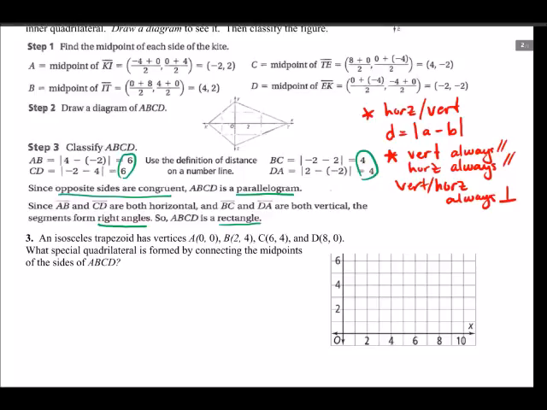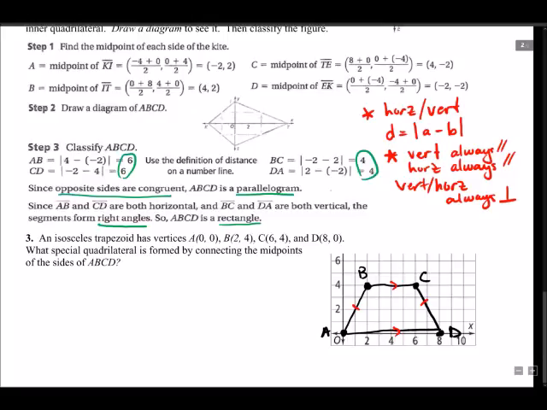Isosceles trapezoid has vertices A (0, 0), B (2, 4), C (6, 4), and D (8, 0). Connect our points. And so A, B, C, D. And we are told it is an isosceles trapezoid. We can see that these lines are parallel. We're told that it's isosceles, so we know our legs are congruent. And then we are asked what special quadrilateral is formed by the midpoints.